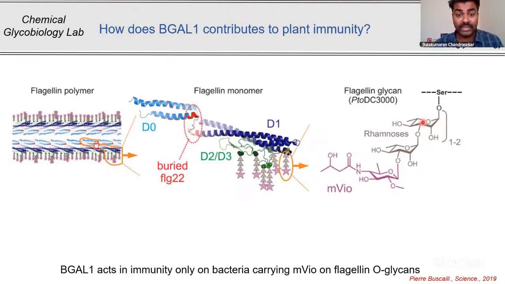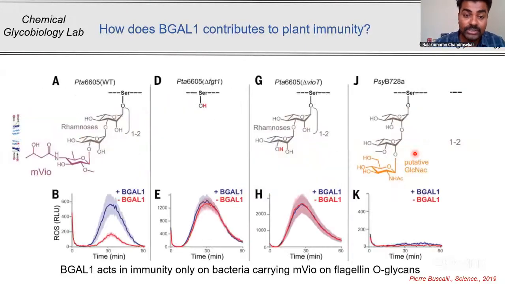So now we thought, okay, this could be the substrate of the beta-galactosidase enzyme, that the beta-galactosidase enzyme is acting on this particular glycosidic linkage somewhere, and that might be the reason. And we now took advantage of a bacteria called Pseudomonas syringae pv. tabaci, that is 6605, where we could get the flagellin glycosylation mutants.